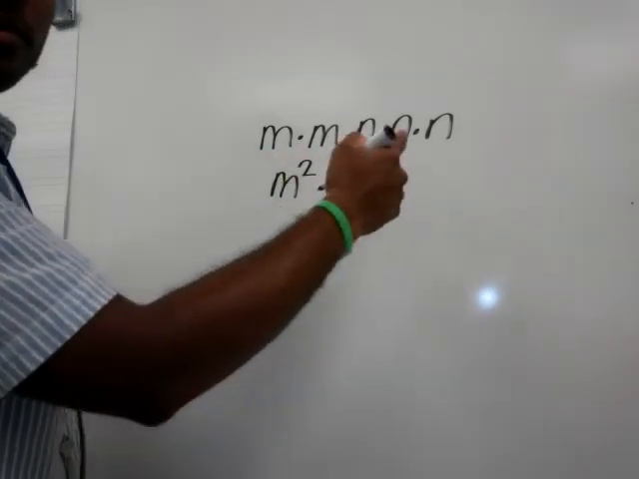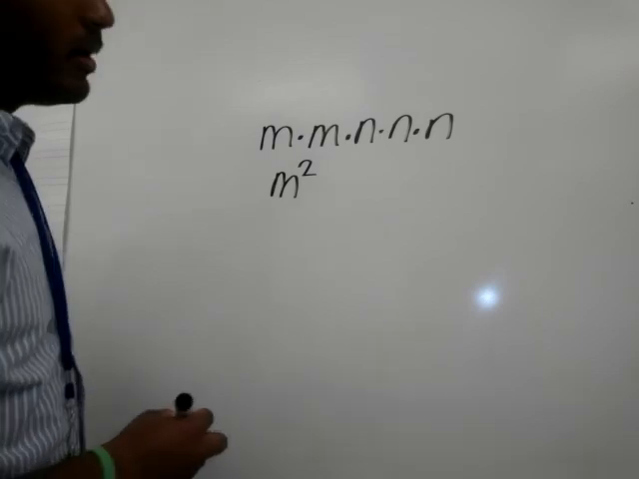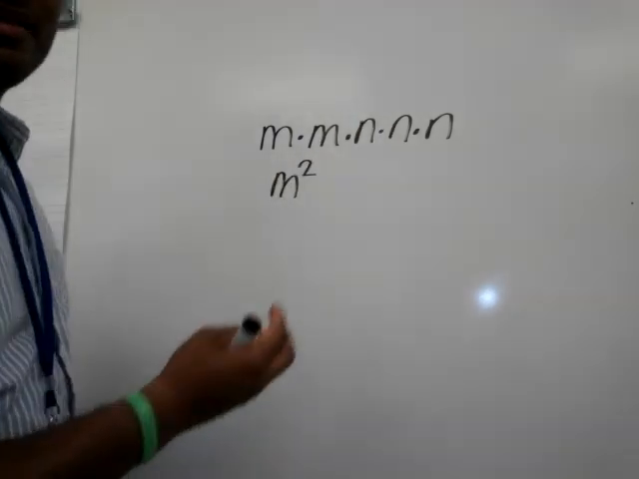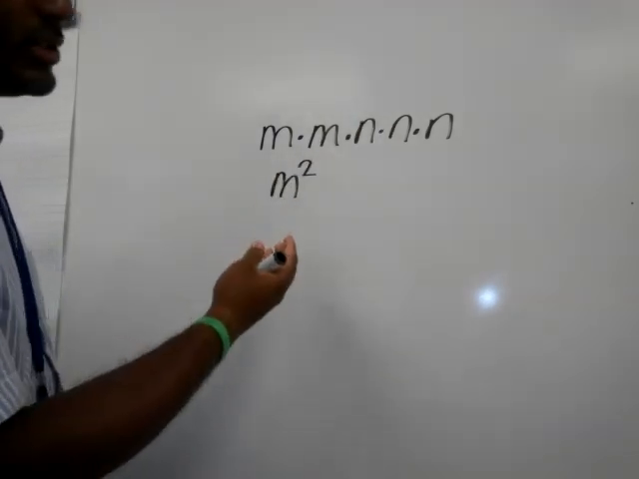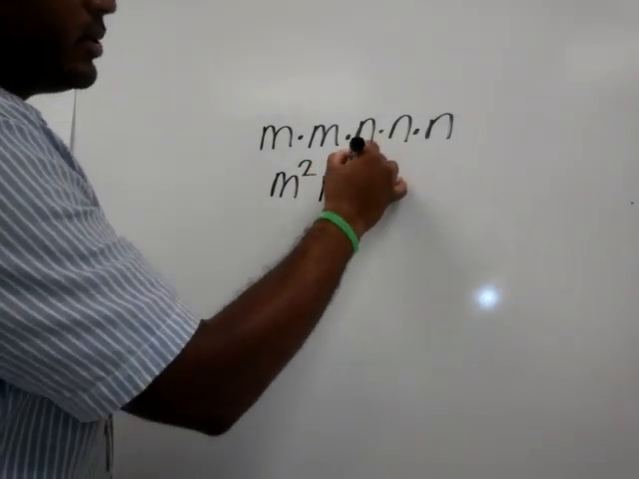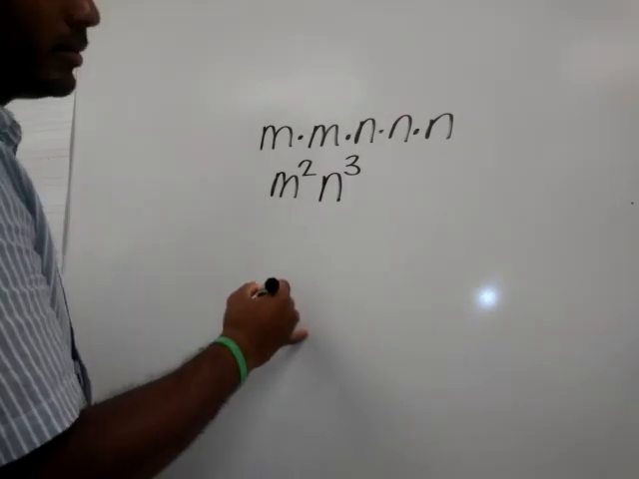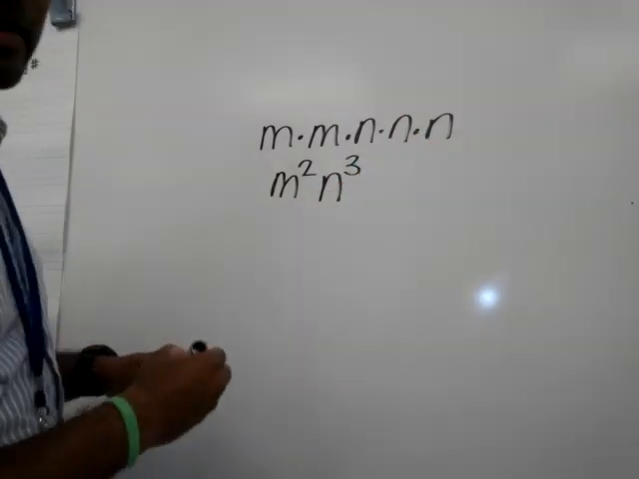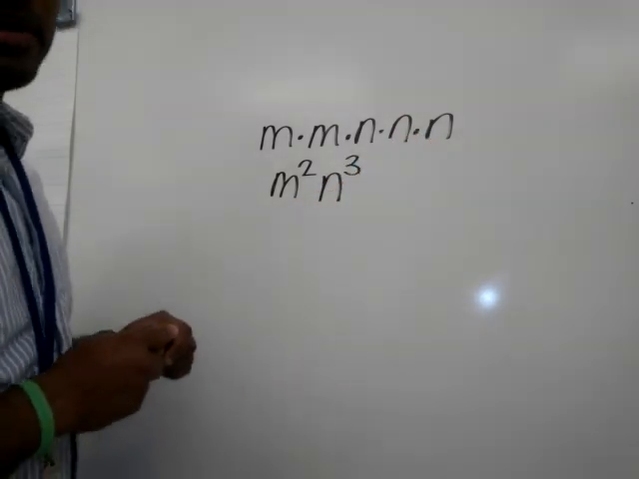We're using exponents to write this algebraic expression. We're condensing, it's almost like simplifying this expression. Now, n's, we have 1, 2, 3. So now we have n to the third power. So we have now condensed or simplified this expression using exponents.